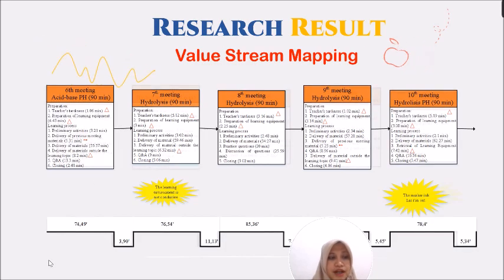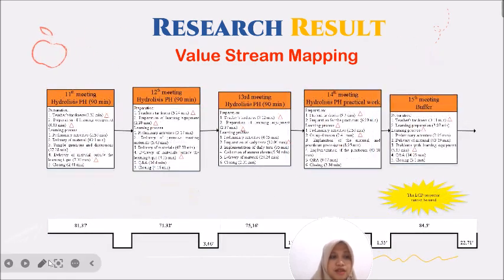These maps help us to identify the inefficiencies in the learning flow, and the inefficiencies are shown by the Kaizen burst here, and also the identification of activities in every meeting.